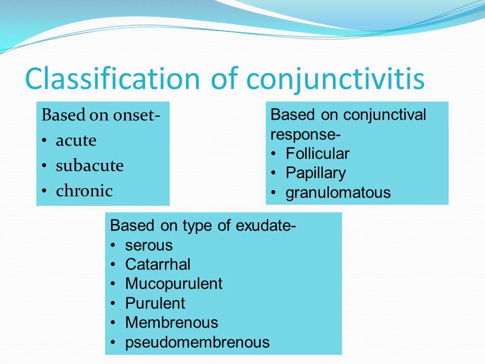Then the third classification is based on the type of exudate. The type of exudate has diagnostic value. The serous exudate is seen in viral conjunctivitis. Catarrhal or mucoid exudate is seen in allergic conjunctivitis. Mucopurulent, purulent, membranous, and pseudomembranous exudates are seen in bacterial conjunctivitis.